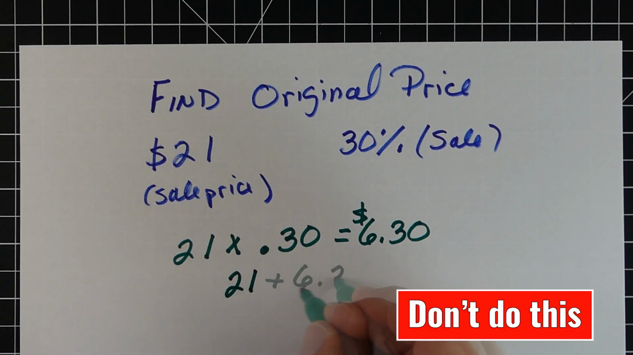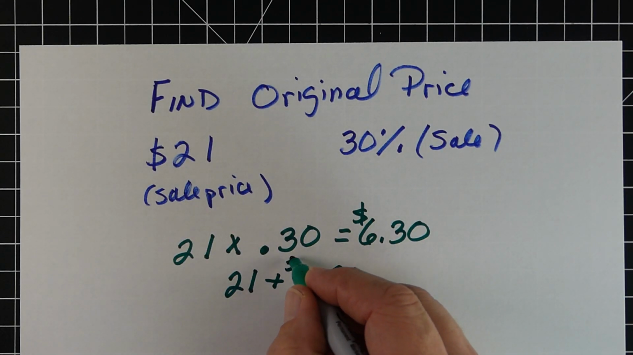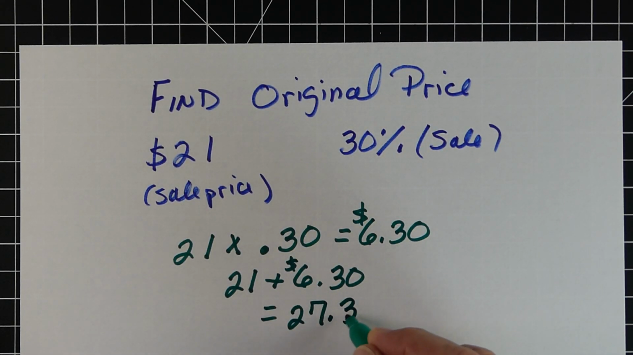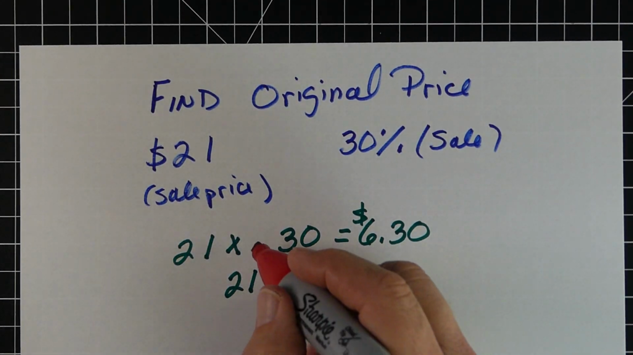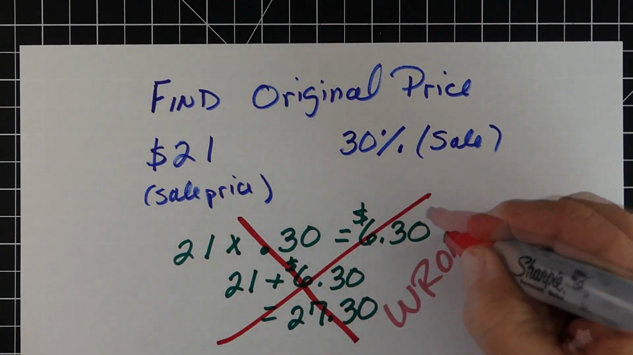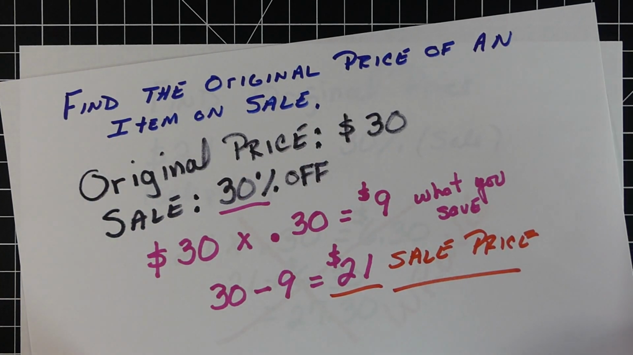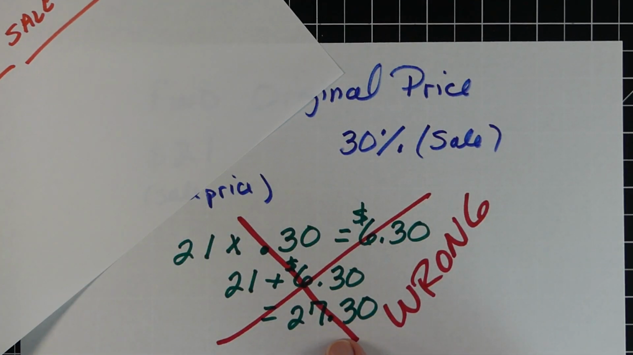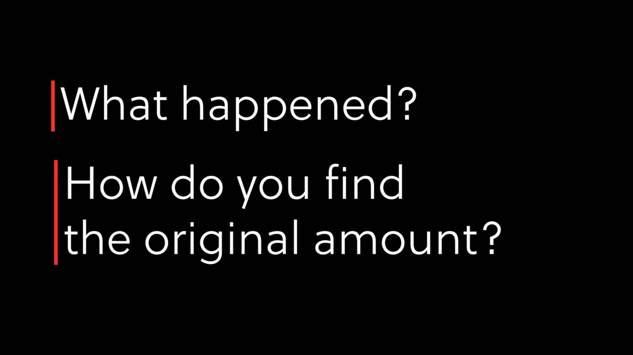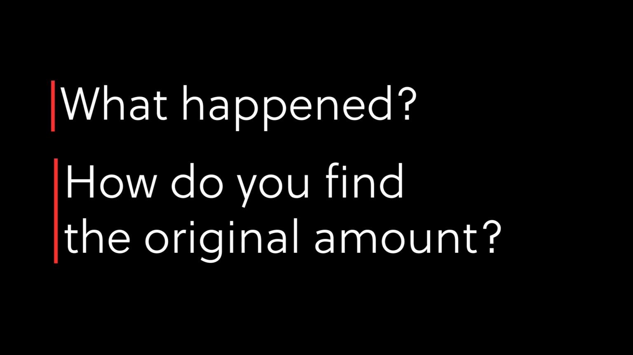And what they'll do is they'll take the $21, our sale price, and add the $6.30 to it. And they get $27.30. So they would think that would be the original price, but it's wrong. It's not right. Because we know at the start here, it was $30. But we ended up with $27.30. We're off by like $2.70. So what happened? All right, and how do we even find the original amount?